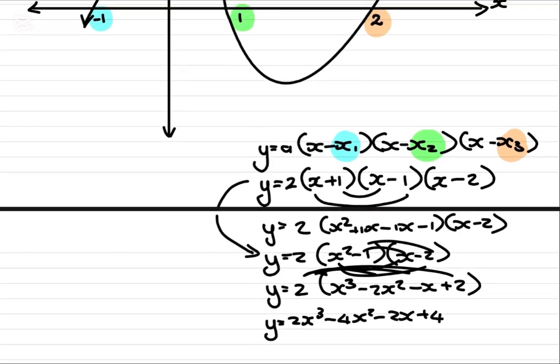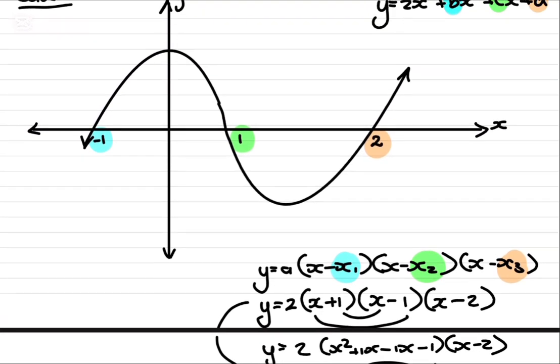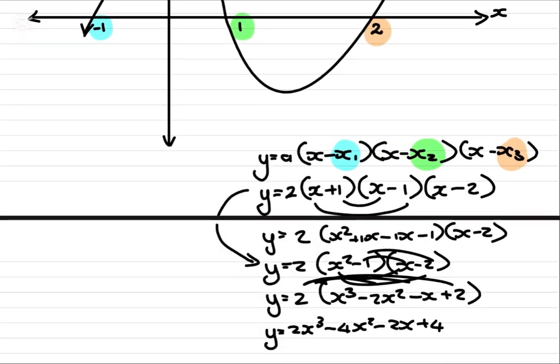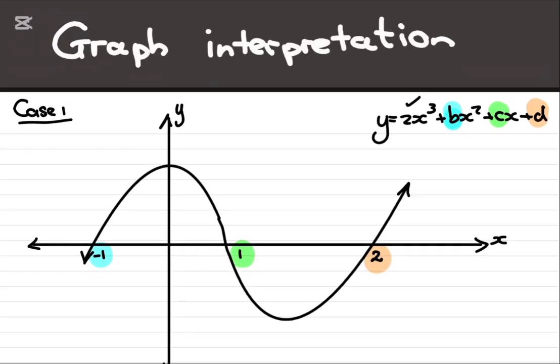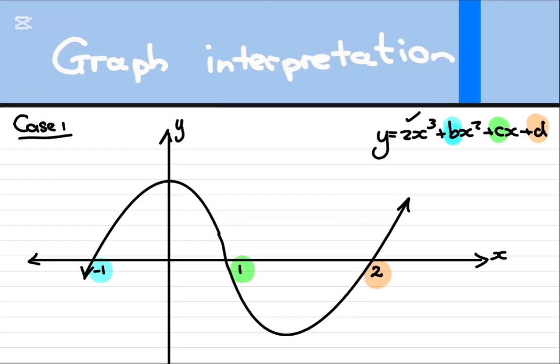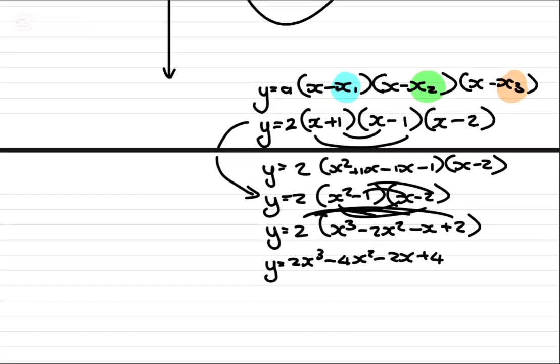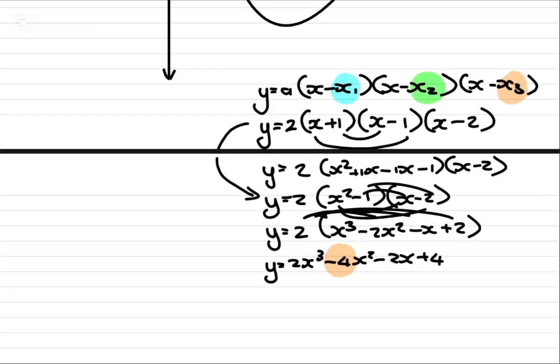So did I answer the question? Yes, I did, because they said in the beginning, find the value of B, C, and D. B is actually easy, so let me just see my color code. So B was in blue, C was in green. My B value is -4. That was in blue, sorry. -4, that was my B. Green, that was my C value. And 4 was my D value. So I actually found the unknown values.